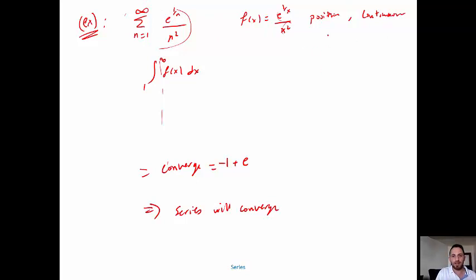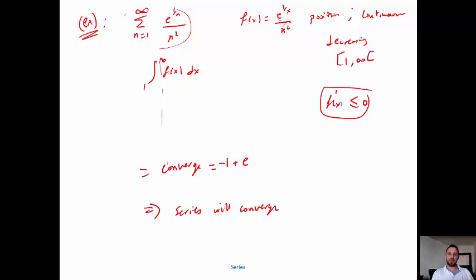And you need to verify that it is decreasing by finding the f prime of x and see if it is negative, decreasing in the domain 1 to infinity. After verifying those, you can apply the integral test, and this integration will converge to some value, some constant. You say it converges. And if it is convergent, then the series must be convergent.